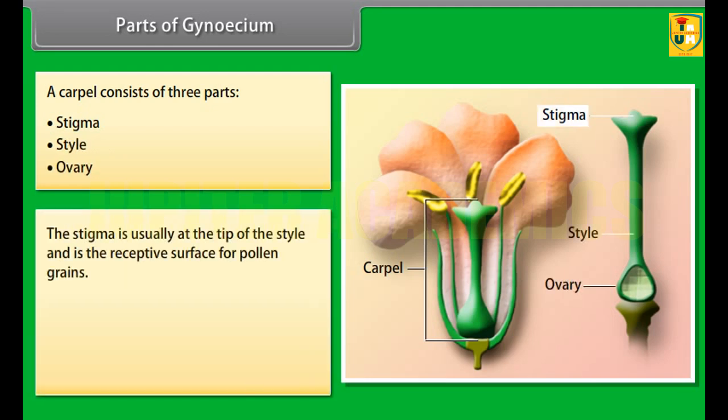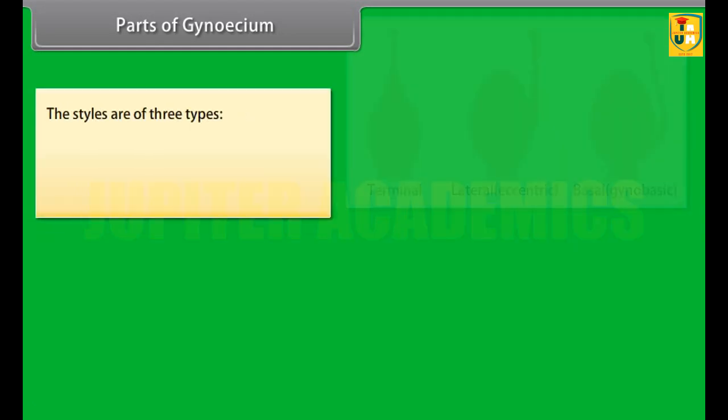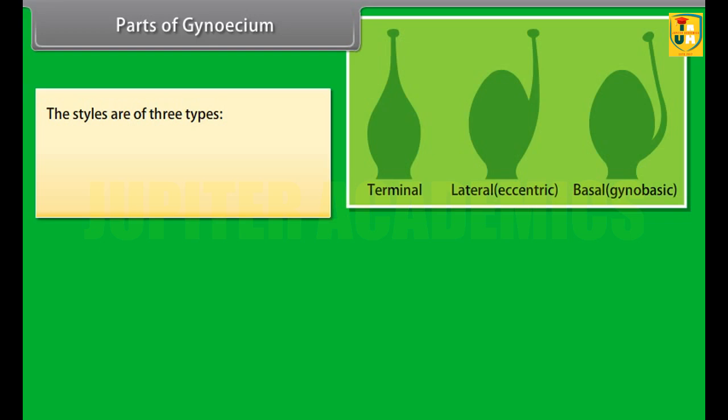The stigma is usually at the tip of the style and is the receptive surface for pollen grains. It is situated on the top of the ovary. It is a long, slender structure which develops from the upper part of the ovary. The style connects the ovary to the stigma. The styles are of three types: terminal or apical, lateral, gynobasic.